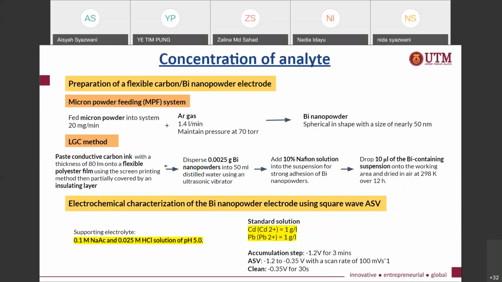The standard solution we use here is cadmium with 1 gram per liter and then lead with 1 gram per liter. And then the accumulation step is negative 1.2 volt for 3 minutes. And then we go on with the ASV step from negative 1.2 to negative 0.35 volt with a scan rate of 100 millivolt per second. And then we have a clean step at negative 0.35 volt for 30 seconds.